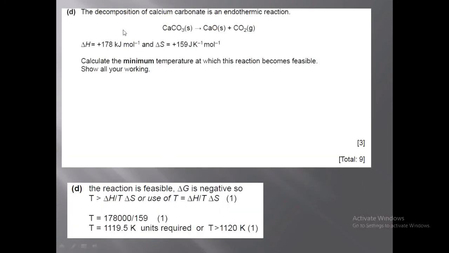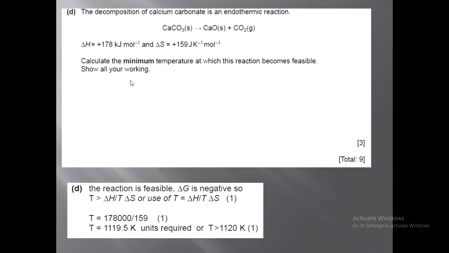In the D part, the decomposition of calcium carbonate is an endothermic reaction. Calcium carbonate gives calcium oxide and carbon dioxide. Calculate the minimum temperature at which the reaction becomes feasible. Show all your working. This has also been previously done in our notes. Students, you can go through our notes.